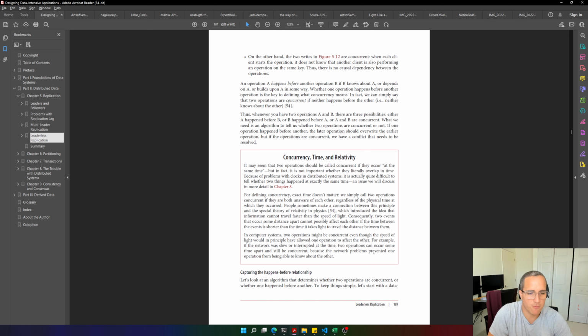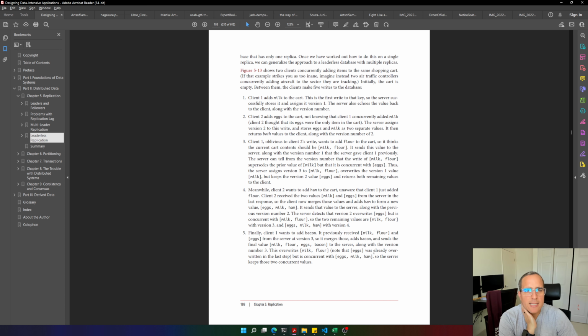Capturing the happens-before relationship. Let's look at an algorithm that determines whether two operations are concurrent or whether one happened before another. To keep things simple, let's start with a database that has only one replica. Once we have worked out how to do this on a single replica, we can generalize the approach to a leaderless database with multiple replicas.